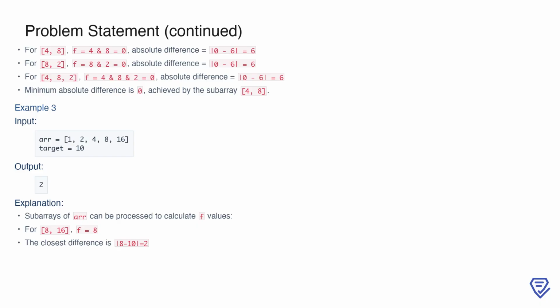With multi-element subarrays, we calculate the bitwise AND values. For [4, 8], the result is 4 AND 8 equals 0, giving a difference of 6. Similarly, both [8, 2] and [4, 8, 2] also evaluate to 0, with differences of 6. The minimum absolute difference is 2, achieved by the single-element subarrays. This demonstrates that the bitwise AND operation is critical to narrowing down the potential values of the function.